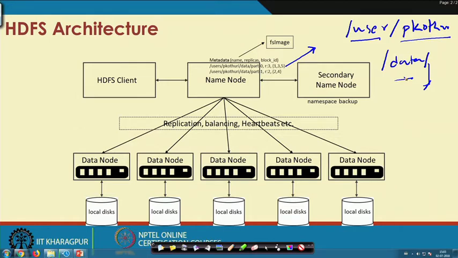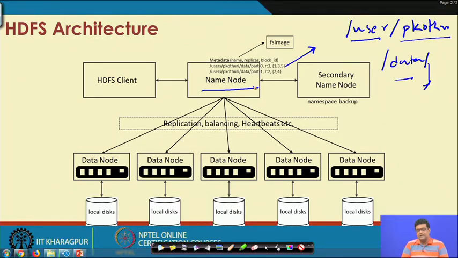As you can see, the components here are, first, the name node, which is storing all this metadata. It is storing the file name and it is storing the block IDs, etc.